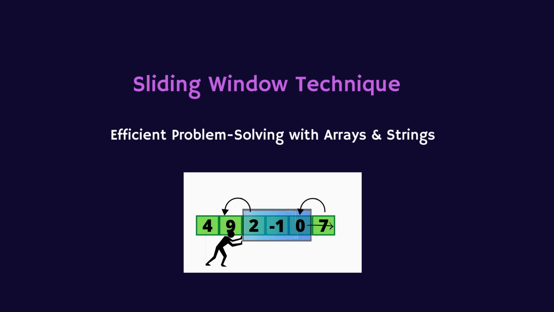Today we are going to learn one of the most efficient problem solving techniques, the sliding window. This technique is perfect for problems with arrays and strings, where you need to find something in a continuous subset, like maximum sums, smallest lengths, or longest substrings. Let's dive in.